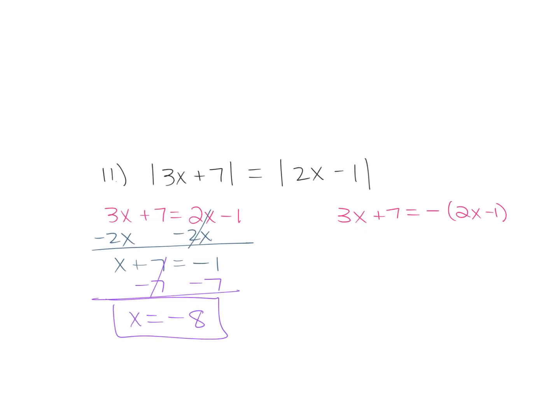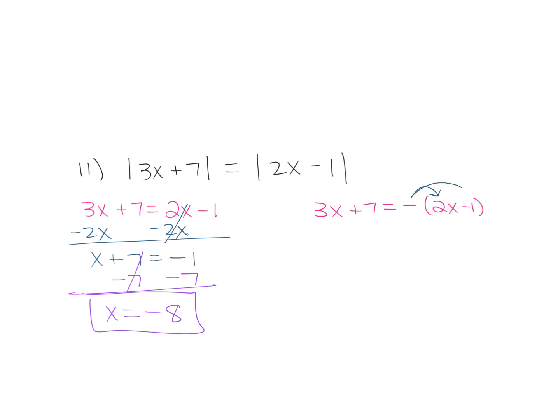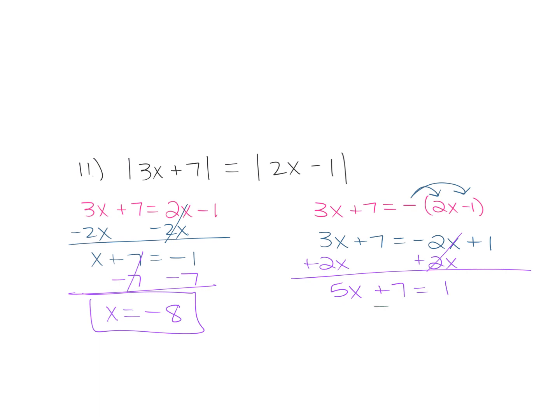For the other one, we would start by distributing that negative in. So that's going to give you 3x plus 7 is equal to negative 2x plus 1. From here, I'm going to add the 2x over. That'll give us 5x plus 7 is equal to 1. Then I'm going to subtract the 7 over, leaving us with 5x is equal to negative 6. And then divide each side by the 5. So we have x is equal to negative 6 over 5.